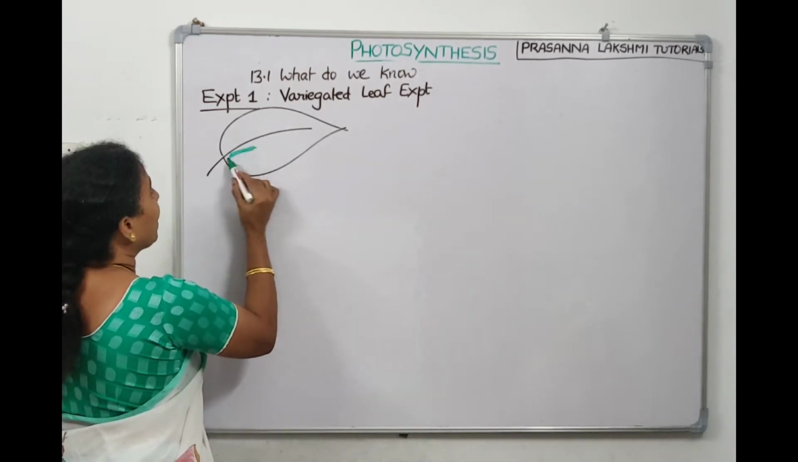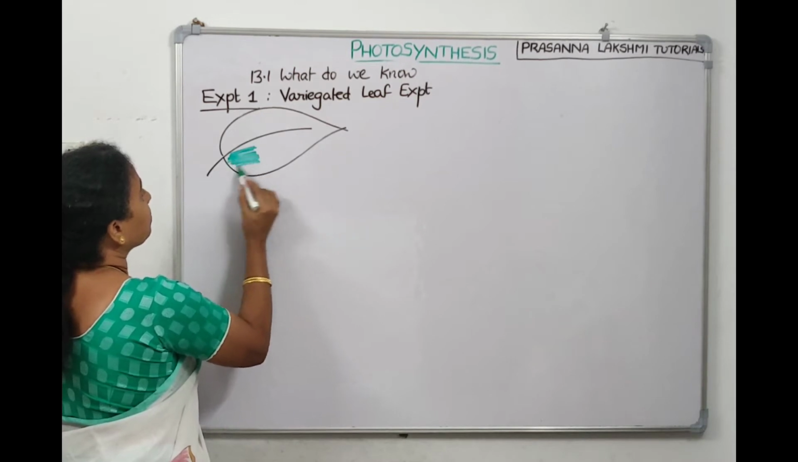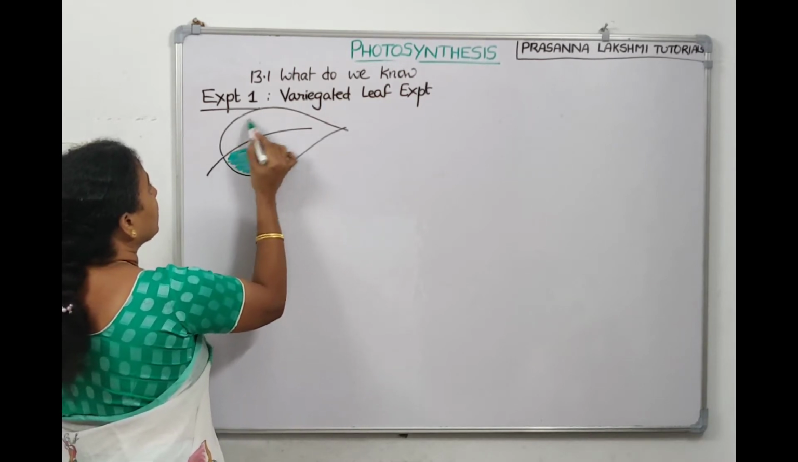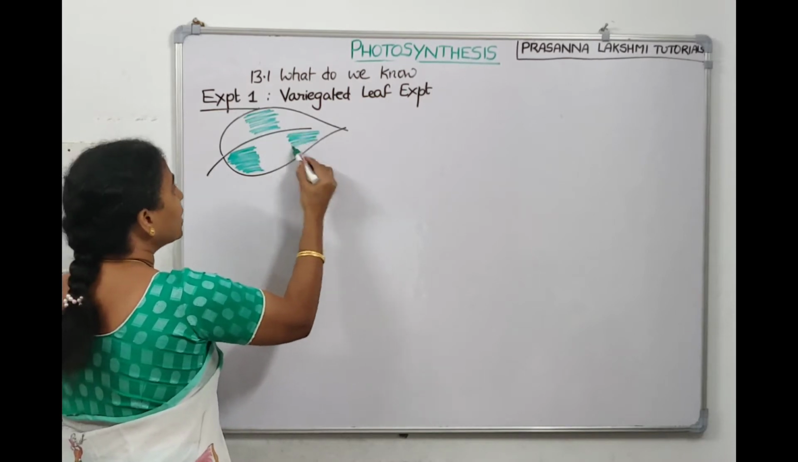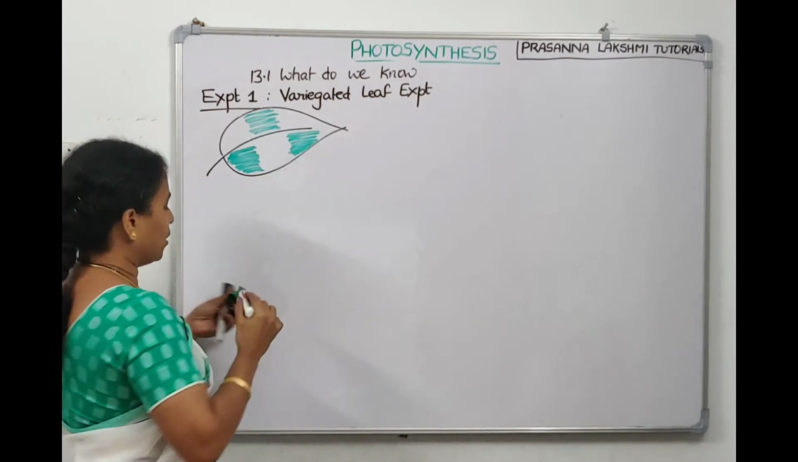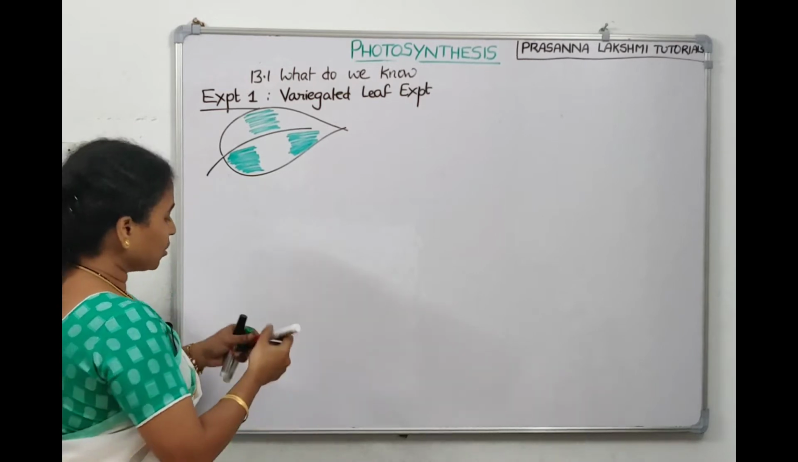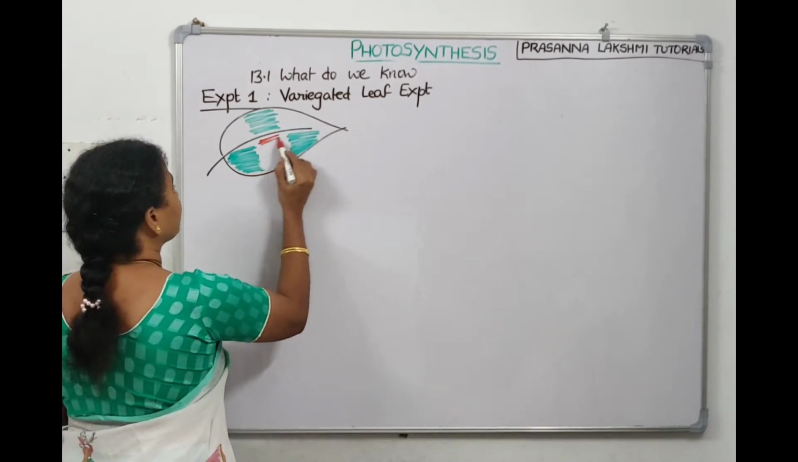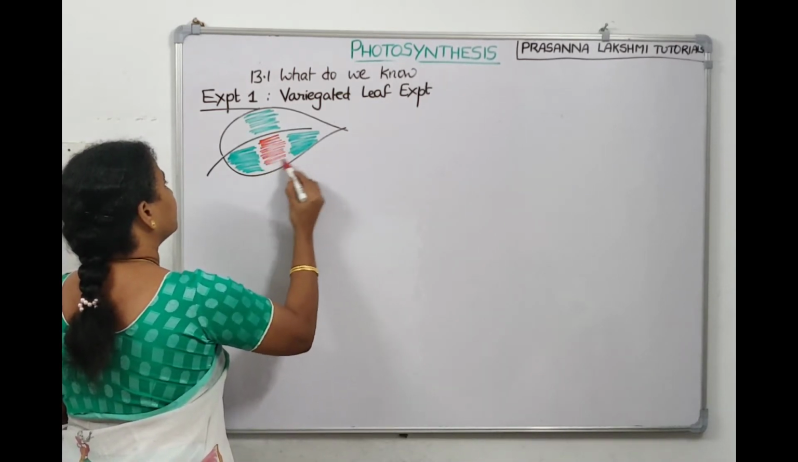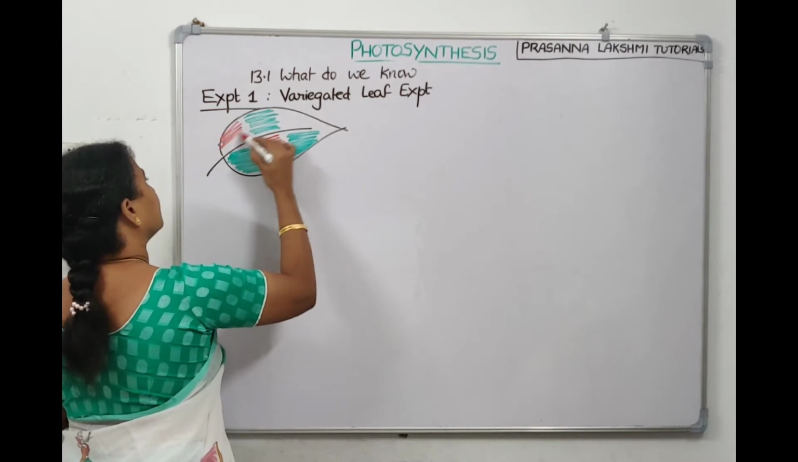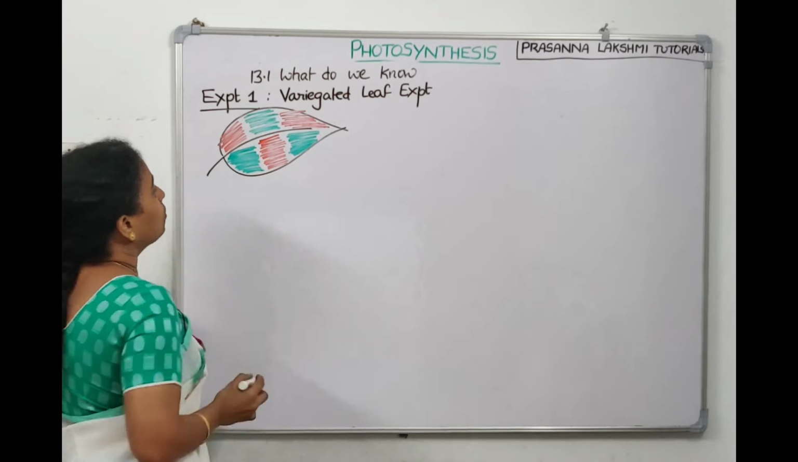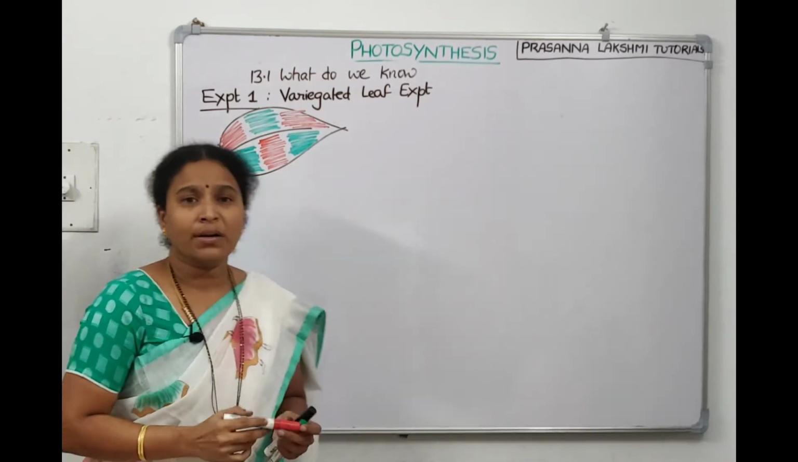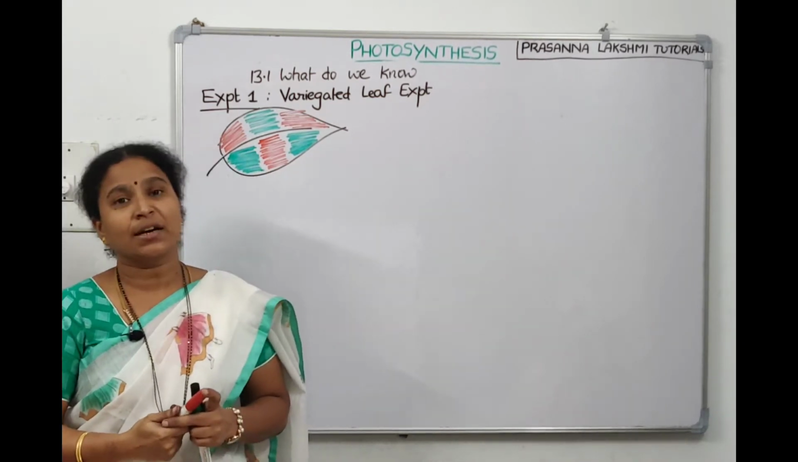In a croton leaf, we have a green color patch like this, and other, different colors also will be there on the leaf, right? Such a type of leaf is called a variegated leaf. So this is a simple experiment. What they have done is they have taken a variegated leaf.